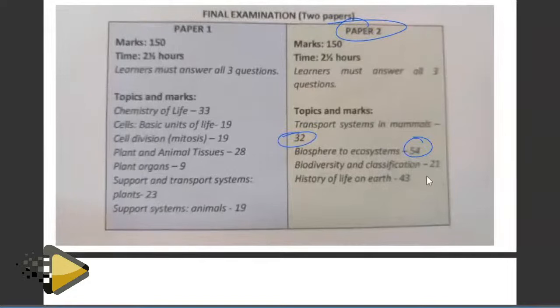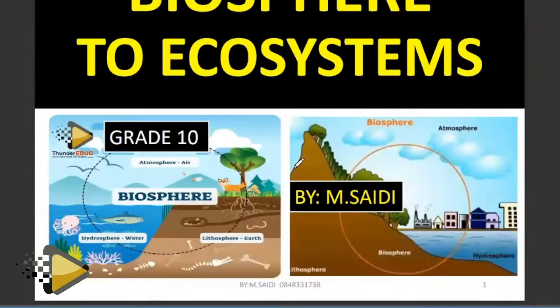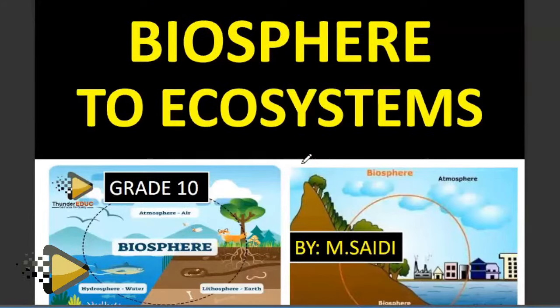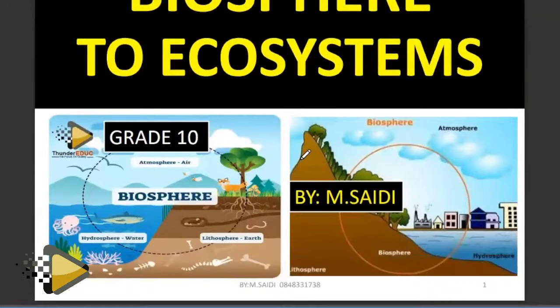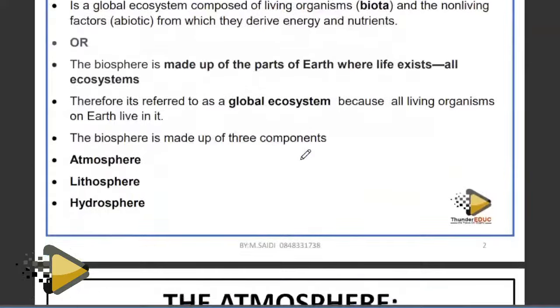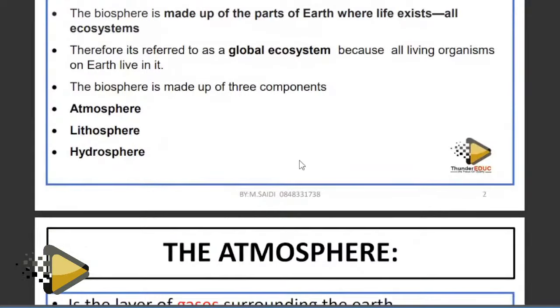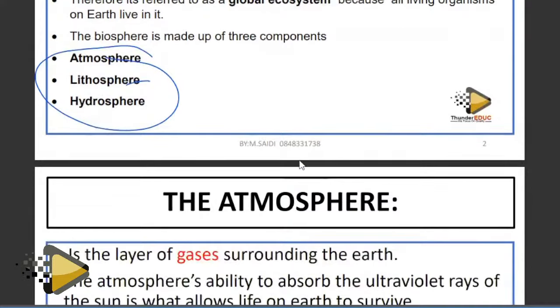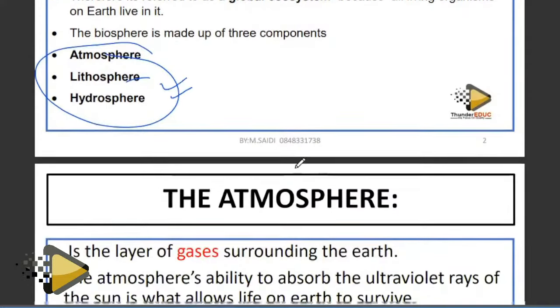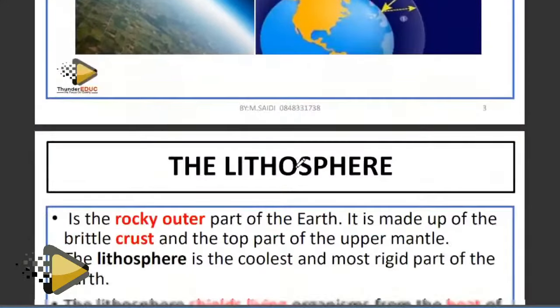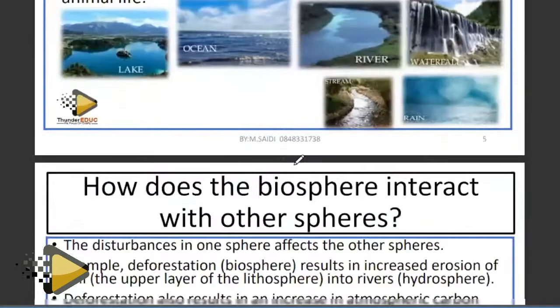All right, let's start following this order. Let's first kill the 54 marks so that we see that these marks we can obtain them. When you talk about the biosphere to ecosystem, what you need to know is the three spheres. How do you identify them? Atmosphere, air; lithosphere, land; and then hydrosphere, water. You need to know this because we can bring this in the terminologies. So please make sure that at least you know that.